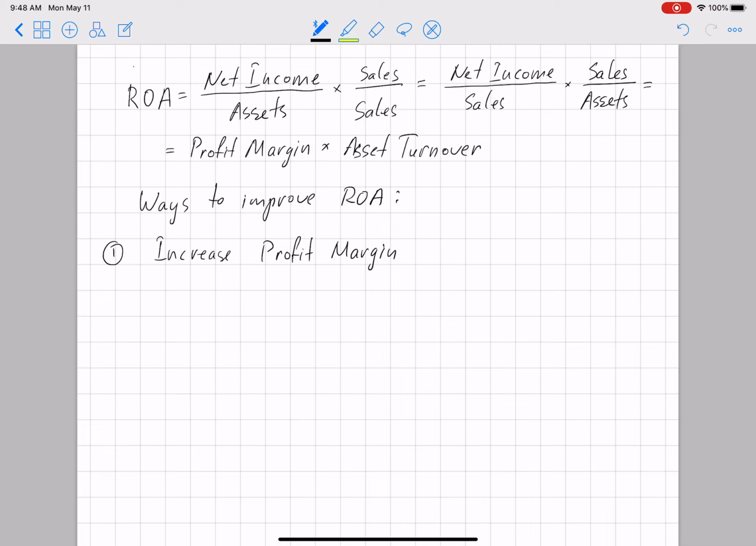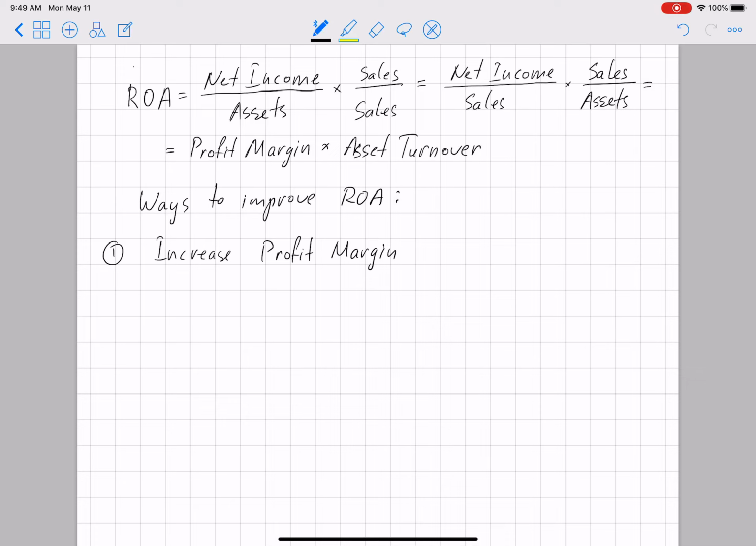Remember, everything else equal. We always want to make sure that you don't increase your profit margin and at the same time reduce your asset turnover, because that would defeat the purpose. The goal here is to do it everything else equal. So what can I do, everything else equal, to increase my profit margin? Well, your first reaction might be to raise the price. But you've got to be careful.